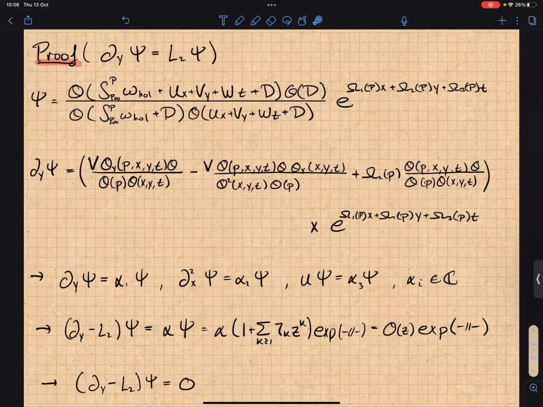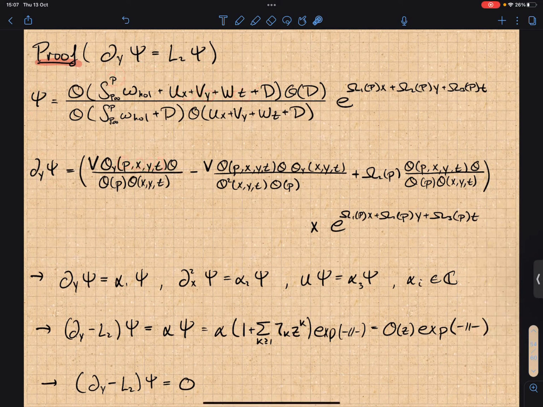And let me now just try to wrap up here and prove that this is true, that the psi is a solution of this differential equation, and the same argument works for L3 and partial t. So we have our Baker-Akhiezer function, and when we apply partial y, then we can just go, I'm using shorthand, so for this term, there's a p dependence, x, y, and t.